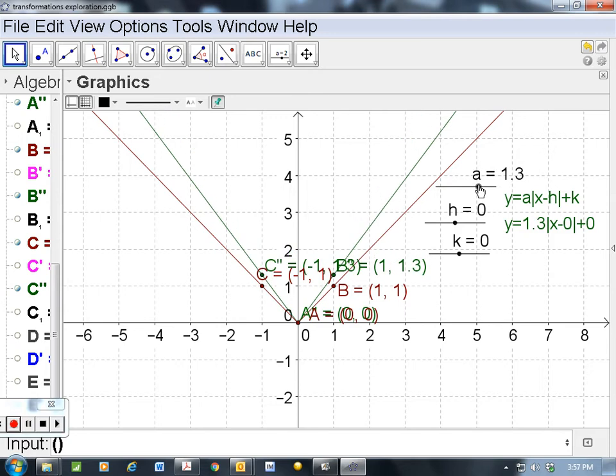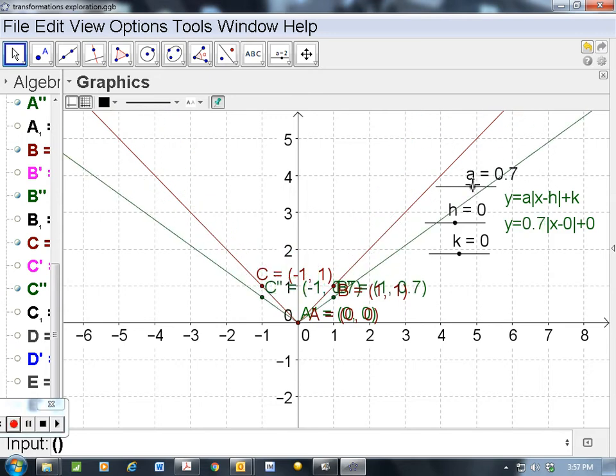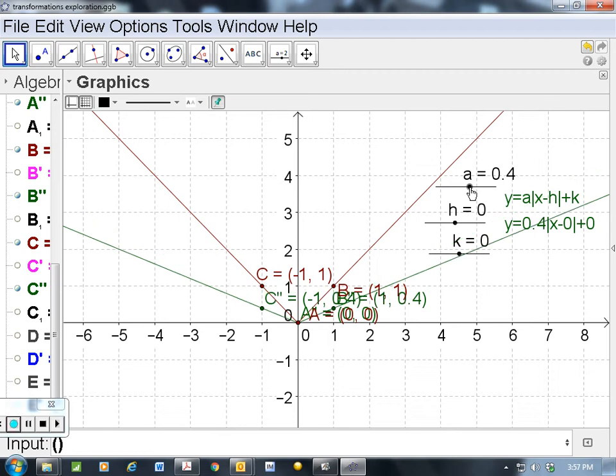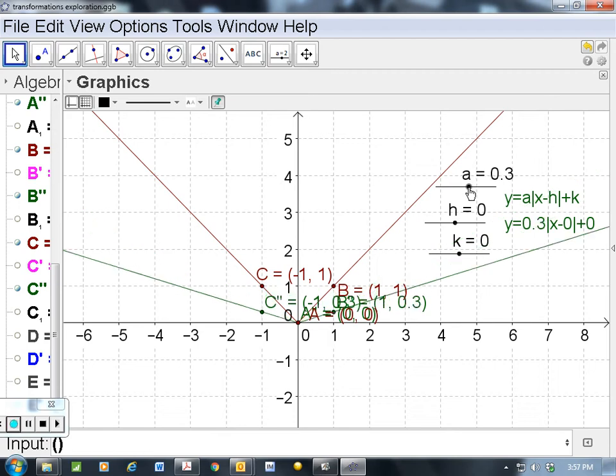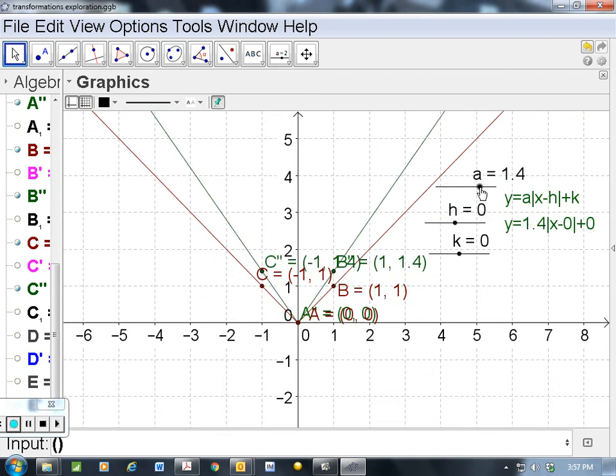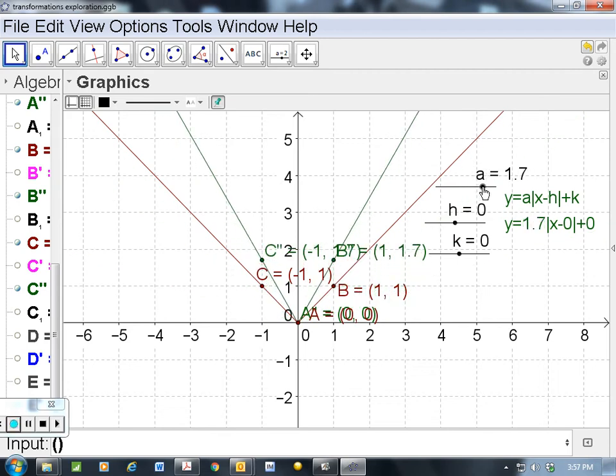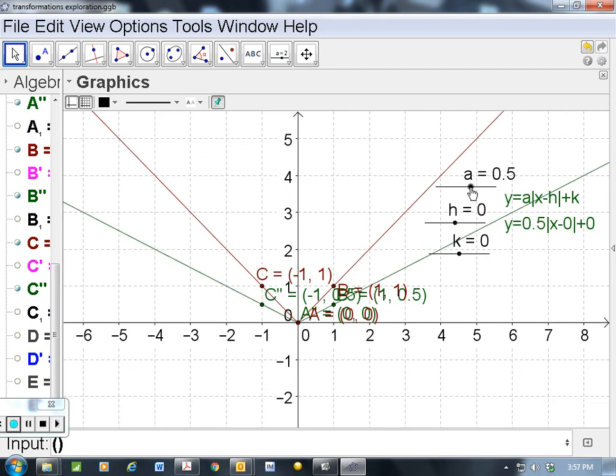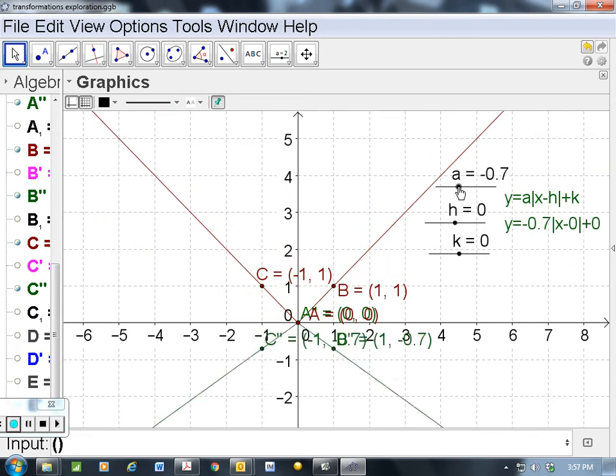But as we get smaller, it's pushing it down. So it's compression. It's pushing those C points and those B points down. So when it's small numbers, it's compression. Less than 1 is compression. Greater than 1 is a stretch, stretching it up. And so we're using that idea to help describe what's happening to the graph.